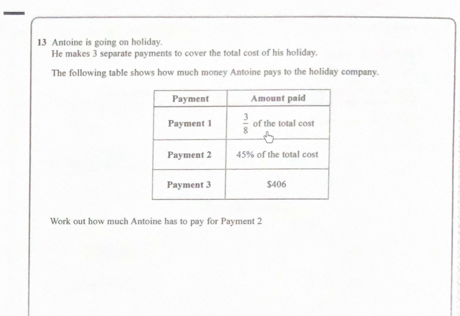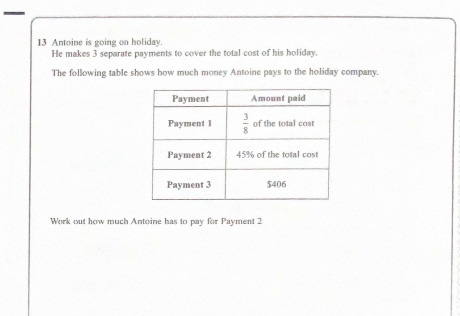Payment 1, 3 over 8 of the total cost. Payment 2, 45% of the total cost. Payment 3, $406. Work out how much Antoine has to pay for payment 2. We need to find the total cost. To find the total cost, we can convert 3 over 8 to percent. Then we can deduce the percentage of payment 3.